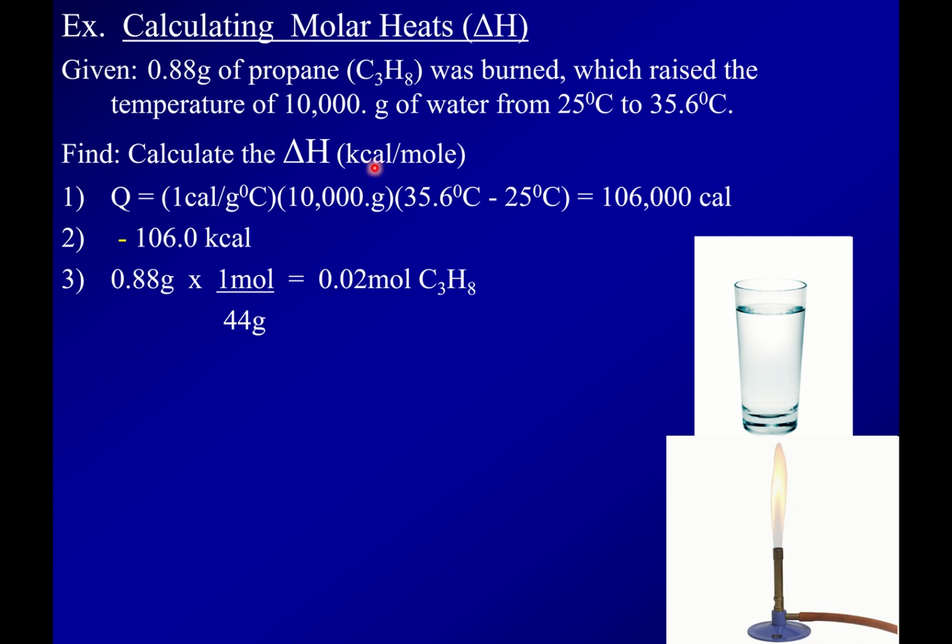Last step, look at our units, kcals per mole. Kcals divided by our 0.02 moles, and we get our final answer of negative 5,300 kcals per mole. So what that means, for each mole of propane that we burned, we gave off 5,300 kcals.